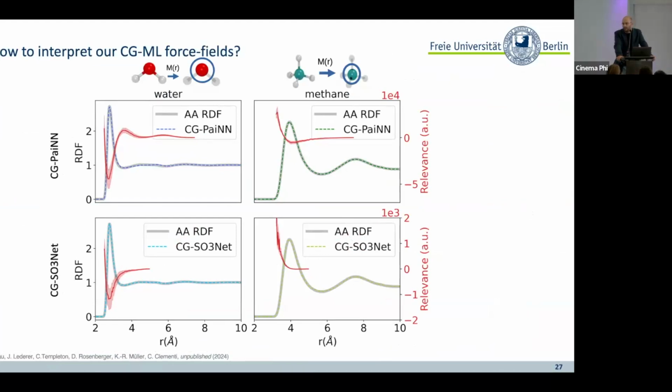Also, if you use a general two-body potential with a fixed functional form, you cannot reproduce the RDF well. Sorry? What do you mean by RDF here? The RDF is the radial distribution function. So it's a two-body quantity that indicates essentially, in probabilistic terms, the density that you have at a given distance from your target atom.